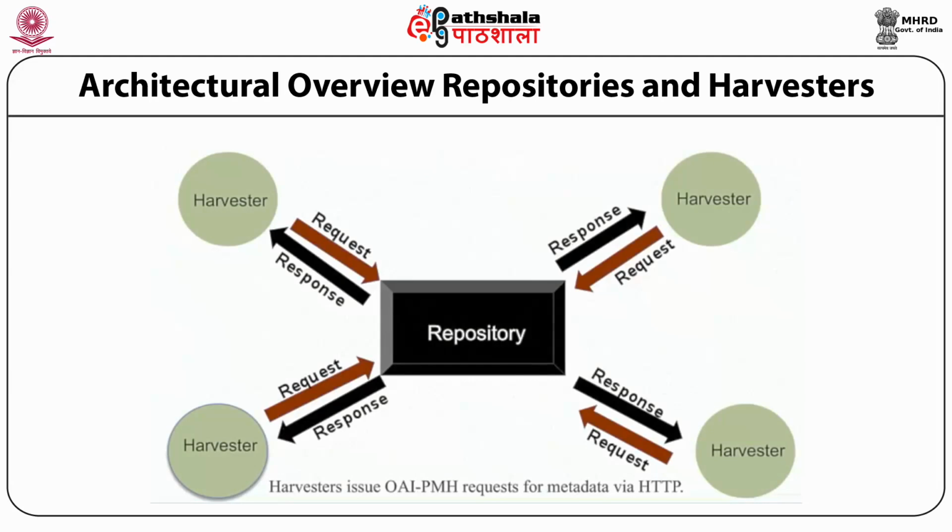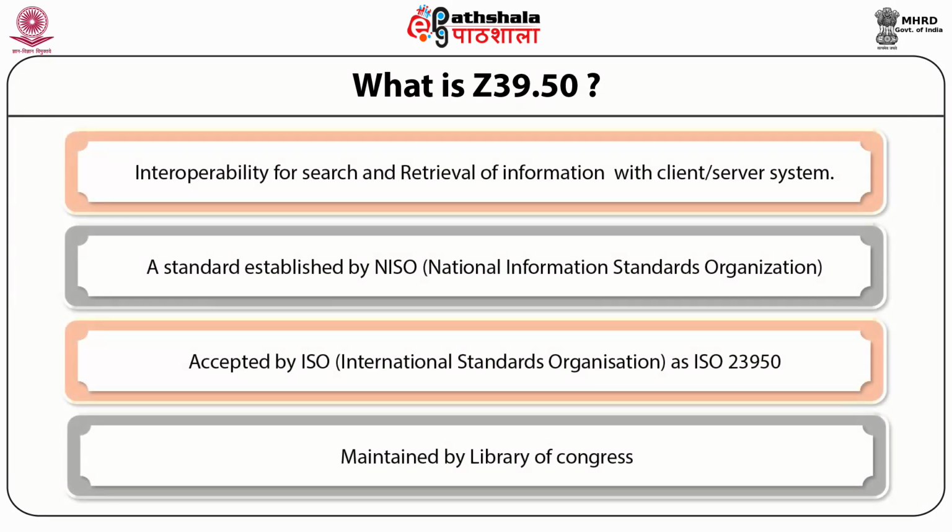So this slide shows one repository, and harvesters can be anywhere. They can harvest the metadata, and metadata can link to the content in the repository. So this is an example, architectural overview. Harvester sends a request to the repository using OAI-PMH request for the metadata via HTTP. Then repository replies with the responses to the harvester and data is displayed. So OAI-PMH is a protocol used for data exchange for harvesting metadata from the repositories.